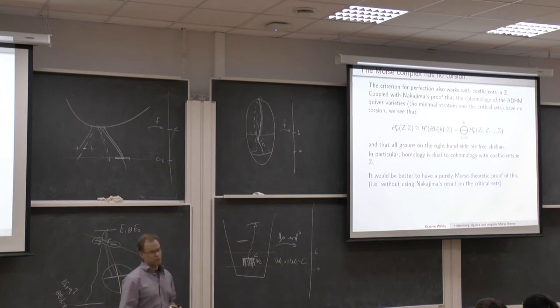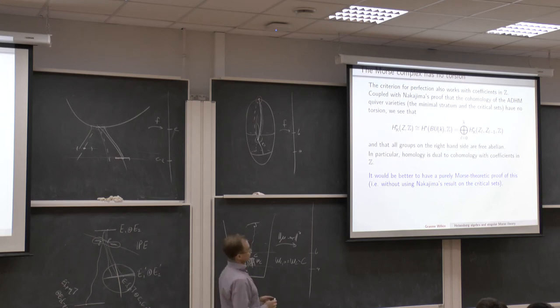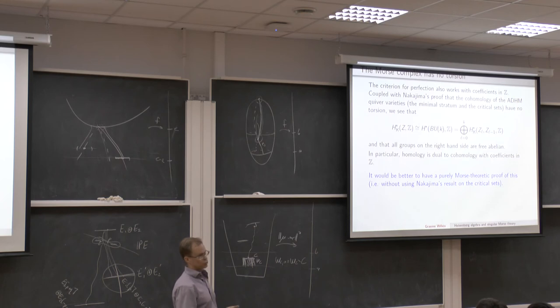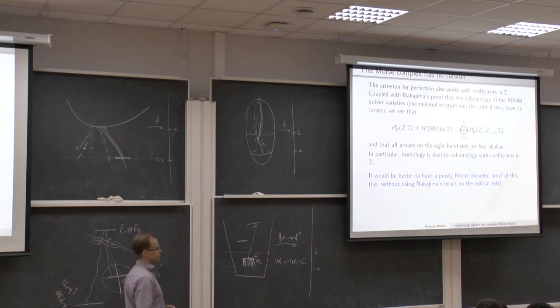So we can also do the diagram chase argument with coefficients in Z as well. And so, cheating a little bit here, there's a result in Nakajima for the ADHM quiver that says that the cohomologies are torsion free. So it'd be much better if we had a Morse theory proof of this, because then this whole argument here would be intrinsically Morse theory. But if you take this shortcut, then you can show that this direct sum here actually splits over the integers as well. So in particular, all the groups on the right hand side are free abelian. And homology is dual with cohomology in this case. So you don't have to worry about the Ext and coefficient group.